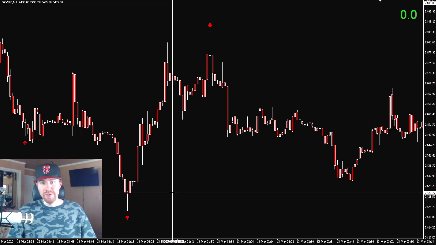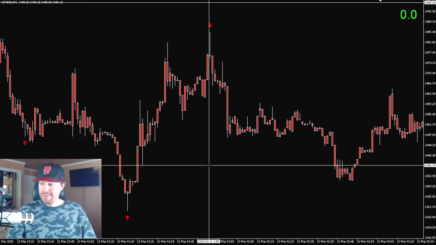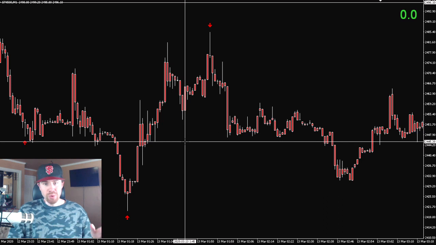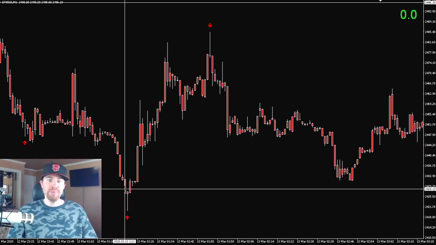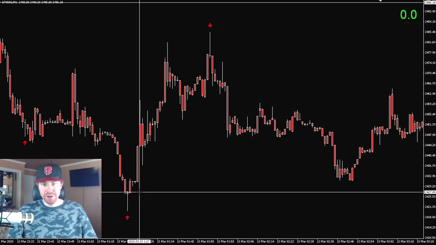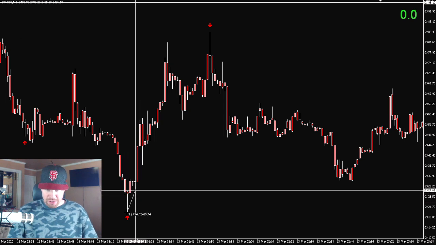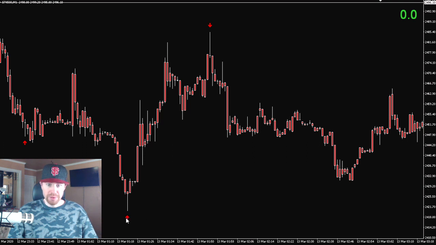So right here on the S&P 500, I have a 1 minute chart. Now, it doesn't matter what time frame you trade kangaroo tails on, they're going to work. Okay, but for this example, I'm on the S&P 500, and if we measure this 1 minute candle, it's about a 77 pip stop loss.